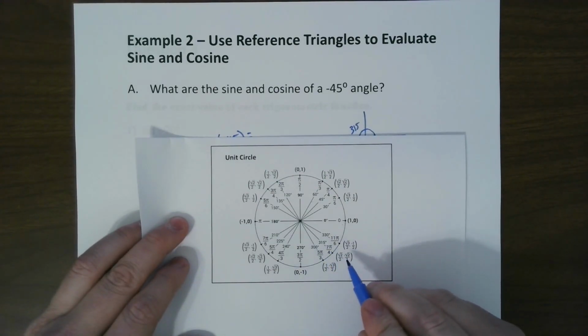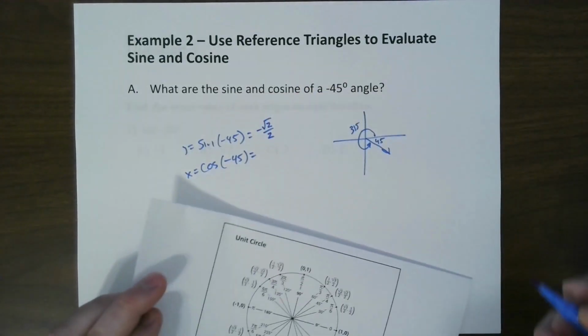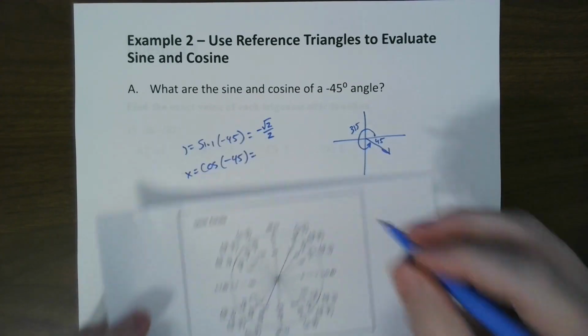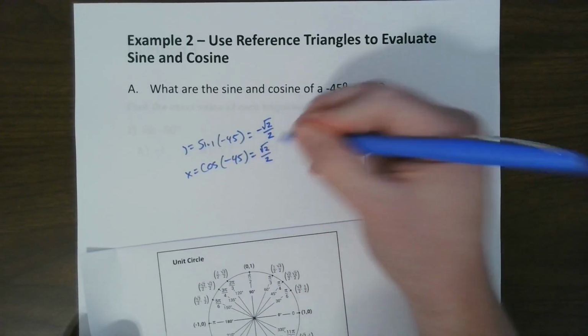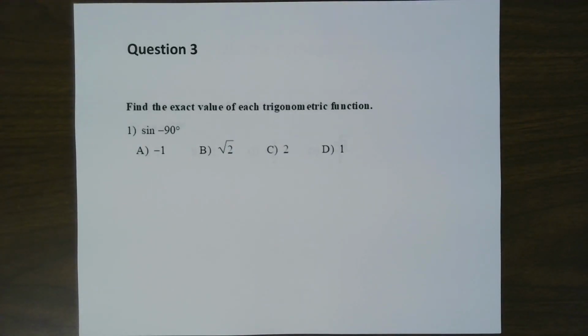And the x and y are radical 2's over 2. So the y is negative radical 2 over 2, and cosine is positive radical 2 over 2. And that's it. That's all you do. Go ahead and try this problem.